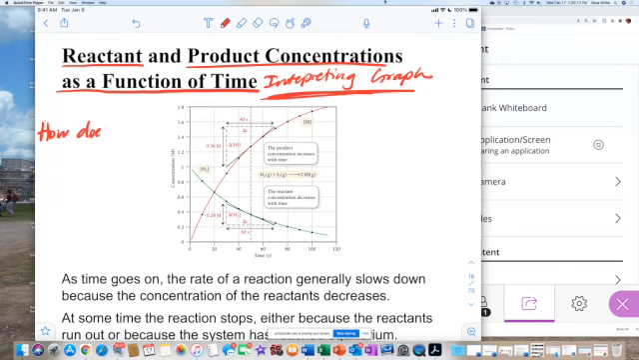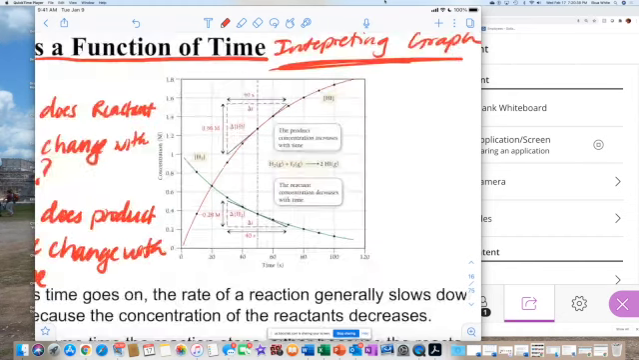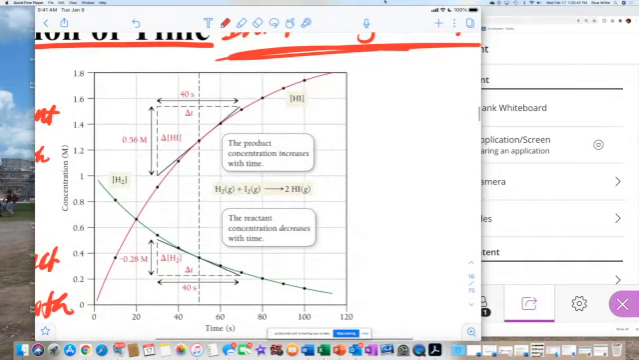How does reactant concentration change with time? And we're doing the same thing for the product. How does product concentration change with time? Okay. As I look at this here, this is the last time we're focusing on both. From here on, remember, we're focusing on reactants only.